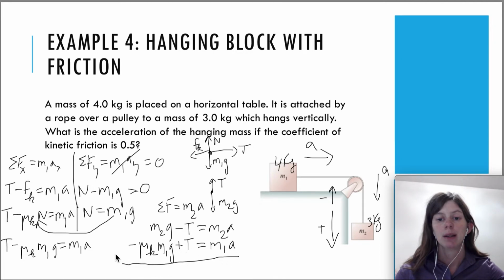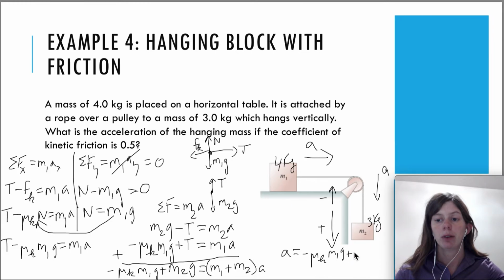When we add up these two equations, we get negative mu k times m1g plus m2g. We're just adding up these two terms here. The tensions cancel out, so that's equal to m1a plus m2a. And you can go ahead and factor out that a. It's m1 plus m2 times a. And now you can solve for a. Just divide both sides by m1 plus m2. So we have a equals minus mu k m1g plus m2g over m1 plus m2.